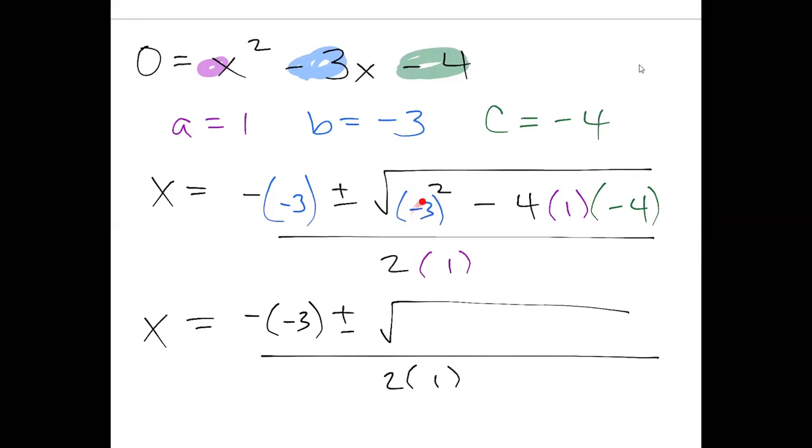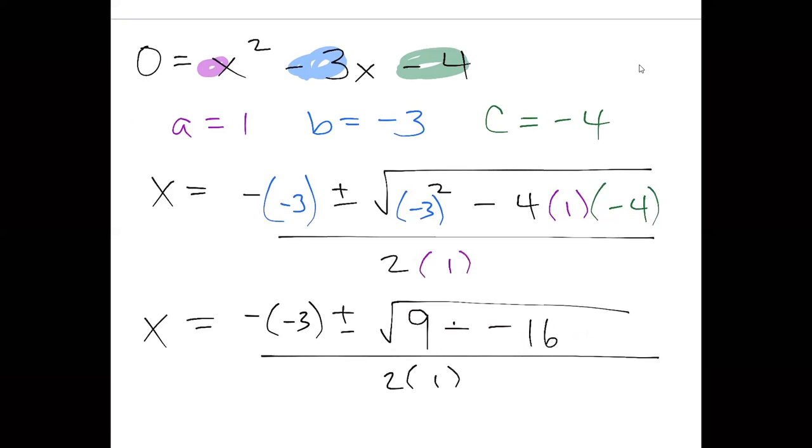So inside the square root, I have an exponent, subtraction, multiplication, and multiplication. Exponent always comes first in PEMDAS. So -3 squared is -3 times -3, or 9. Next up is multiplication, so I leave my subtraction sign there. 4 times 1 is 4. And then 4 times -4 is -16.